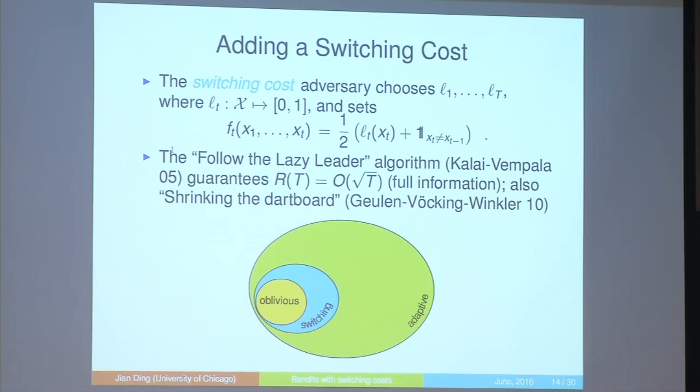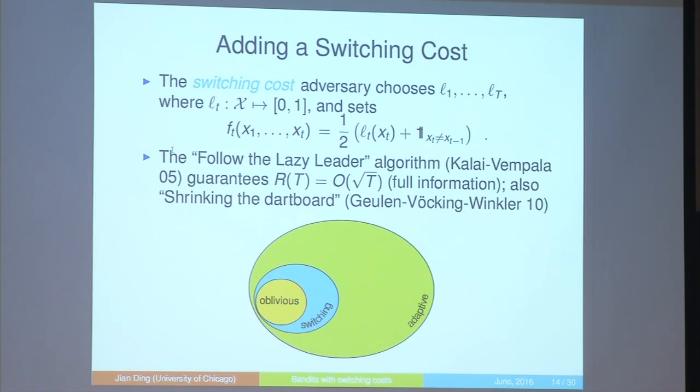I want to introduce a switching cost to the game. Basically, let's imagine that the adversary still sets up the loss function up front. But when you play the game, whenever you change your action from one arm to another arm, you suffer a loss of, say, a unit loss or a loss of a half. Well, this can actually be seen as interpolation between oblivious and adaptive, because essentially now this is a special instance when the loss function is a function of the current and the previous actions.